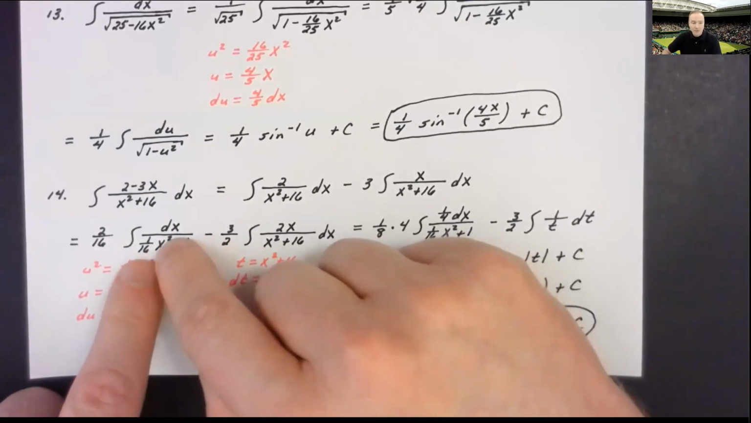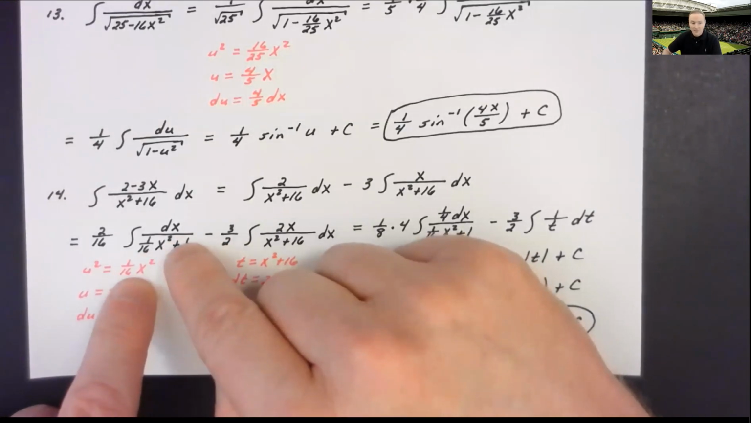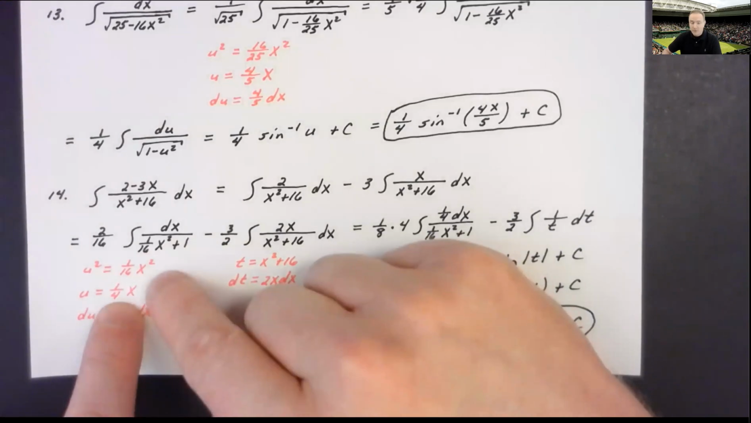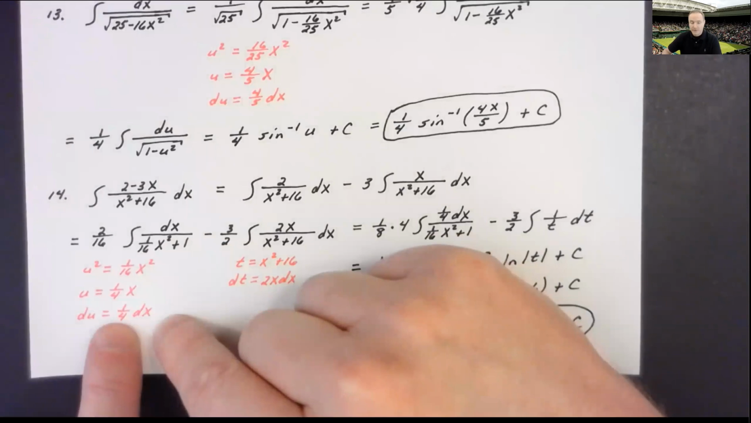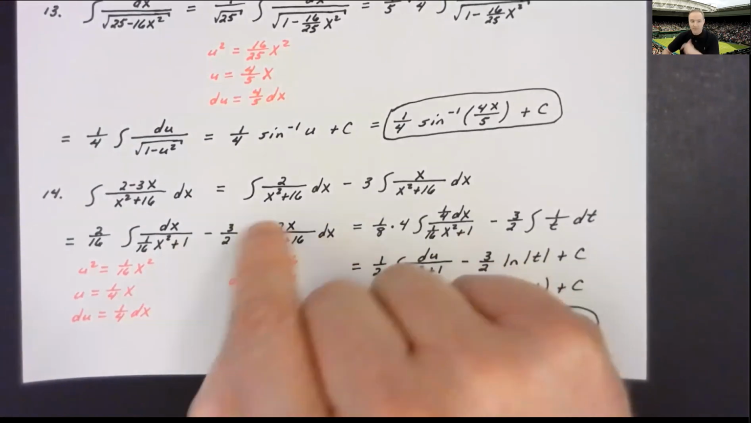I need that first term just to be u squared. I let u squared equal 1/16 x squared. That means u is going to equal 1/4 x. And then the derivative of that would be 1/4 dx. So now, and let me go ahead and finish this first one, then I'll talk about the second one.